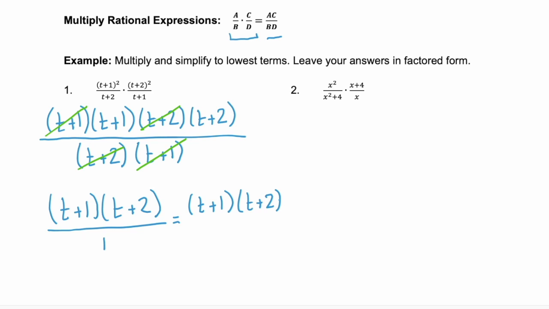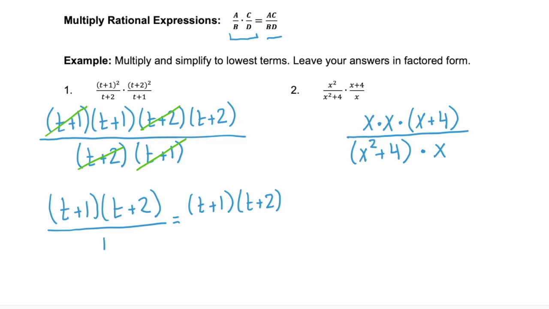Now, example 2. Our first numerator is x squared, which is the same as x times x. And our second numerator is x plus 4. Well, x plus 4 can't be factored, so it just stays as the factor x plus 4. And then we look at our denominators. The first denominator is x squared plus 4. Well, this is the sum of squares, x squared and 4 is a square, but you can't factor the sum of squares. So this just stays as the factor x squared plus 4. And then our second denominator is an x.